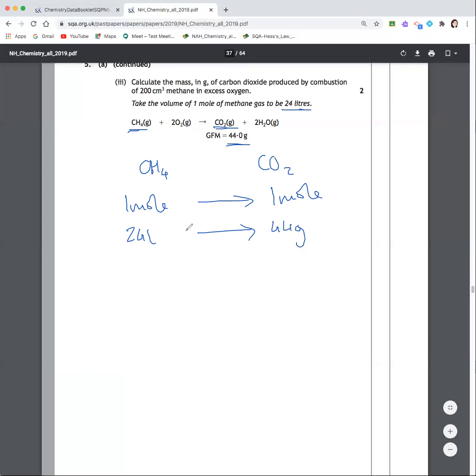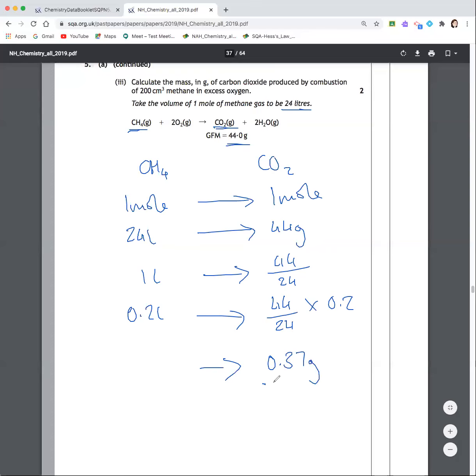We don't have 24 litres of methane, we only have 0.2 litres, so we need to find out how much 1 litre would give us first of all. So that would be 44 divided by 24. And then we multiply or scale up to find the volume that we actually have, which is 0.2. Then you would just type all that into your calculator, which would give you 0.366666 again, so 0.37 grams. So exact same answer, just done in a slightly different way.